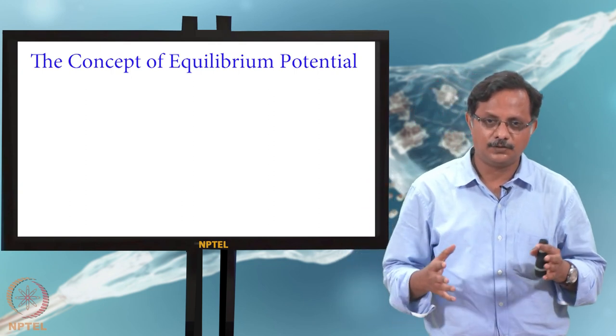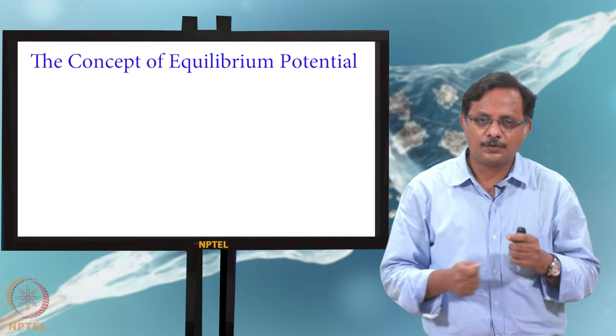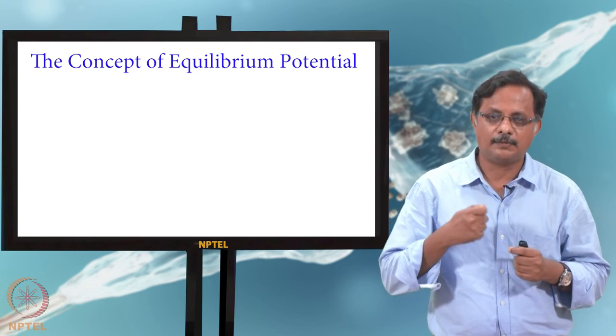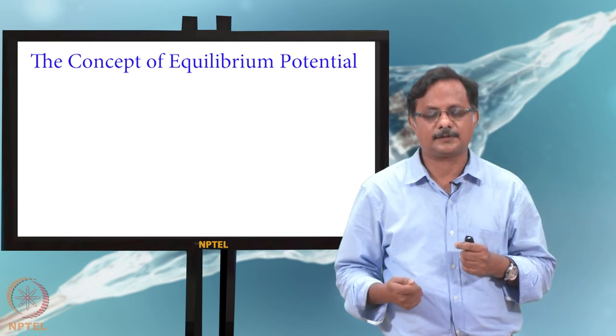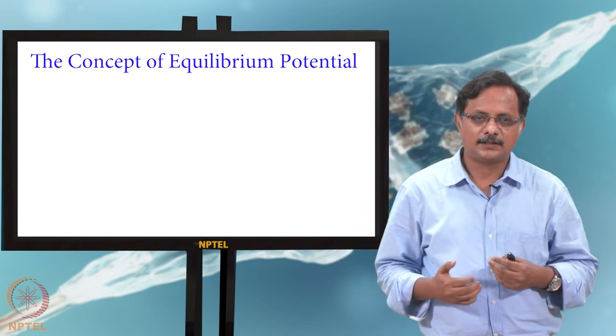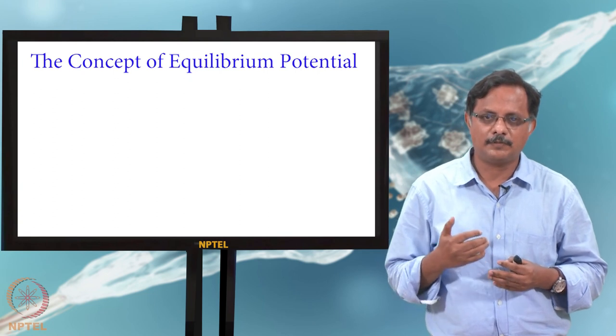So, we just talked about some of the cell molecular machinery in the neuron which is responsible for electrical activity of the neuron, but exactly how do you control this molecular machinery to control the membrane voltage and produce neural activities like action potentials? So, let us start from basics. We first need to look at the concept of equilibrium potential.